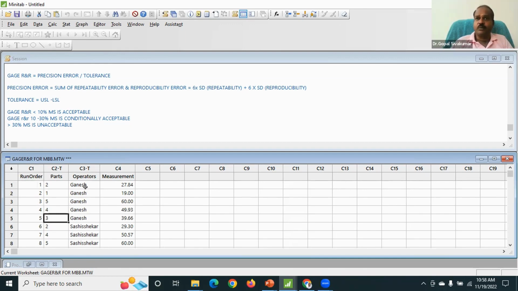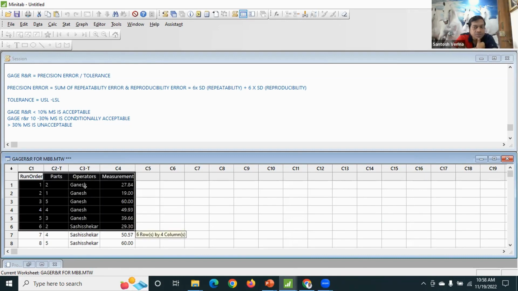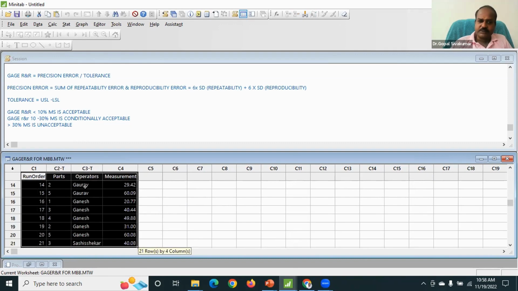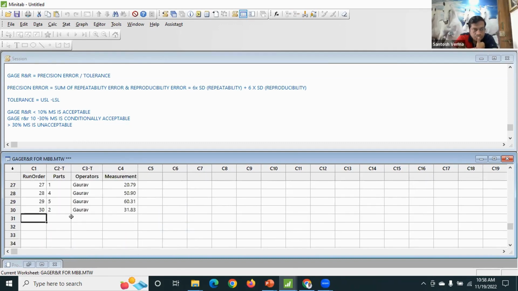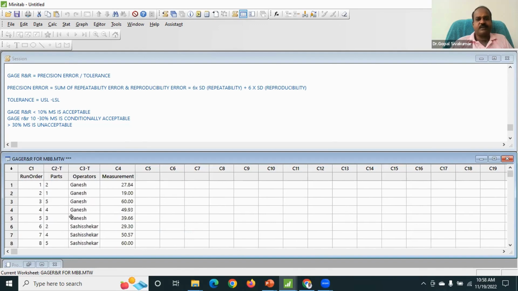3 into 5 into 2, how much? 3 into 5, 15, into 2, 30. Can you see 30 experiments? Yes. With the 30 experiments, you can judge whether the measurement system is going to help you in the project or not. If you have still not collected data, please understand.